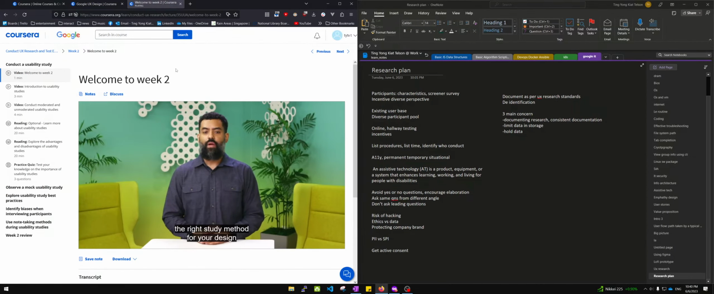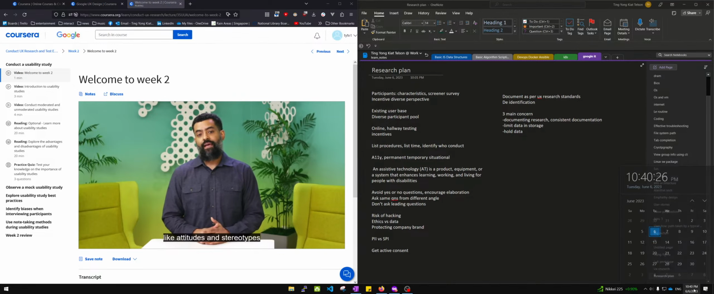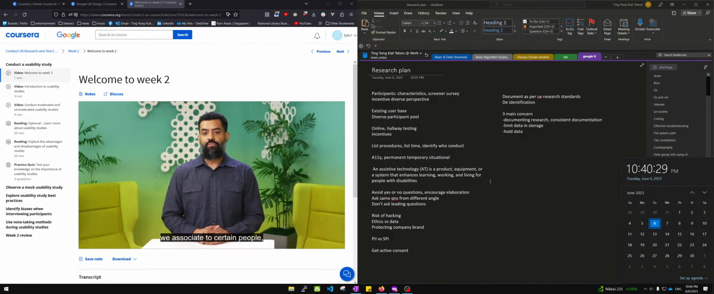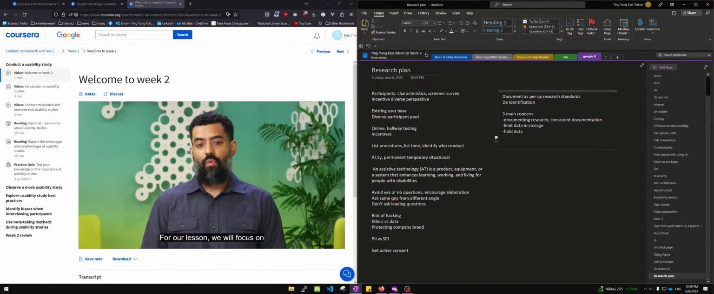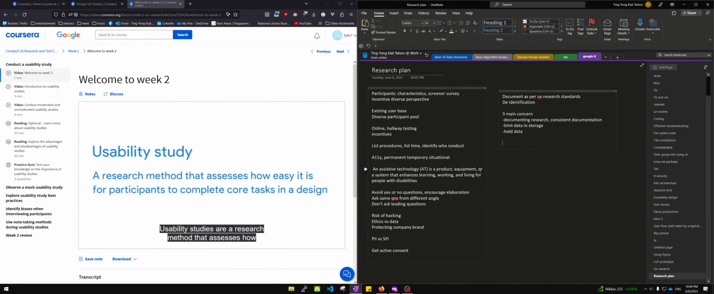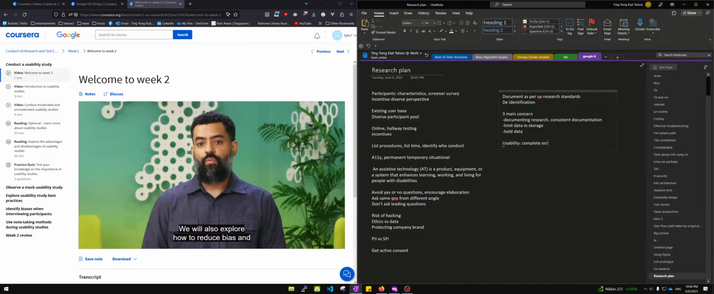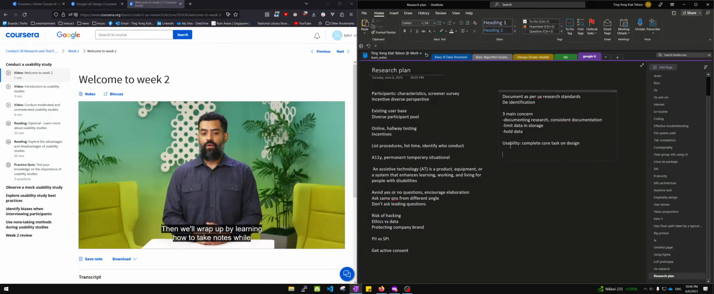It requires choosing the right study method for your design and limiting biases that are likely to pop up in our research, like attitudes and stereotypes we associate to certain people, or the tendency of participants to agree with those they like. For our lesson, we will focus on usability studies to conduct our research. Usability studies are a research method that assesses how easy it is for participants to complete core tasks in a design. We'll also explore how to reduce bias and be inclusive when conducting usability studies. Then we'll wrap up by learning how to take notes while observing participants in a usability study. This sound like a task you're up for? If so, we'll get started by learning the basics of usability studies.